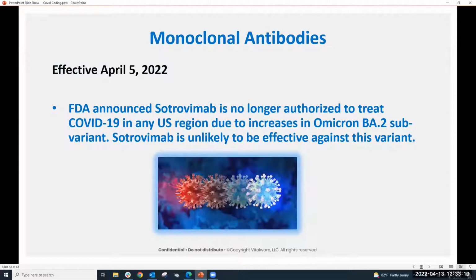All right, so effective April 5th, 2022, the FDA announced that sotrovimab is no longer authorized to treat COVID because of the increases in the Omicron variant, and it is unlikely to be effective against this variant, so it's no longer approved.